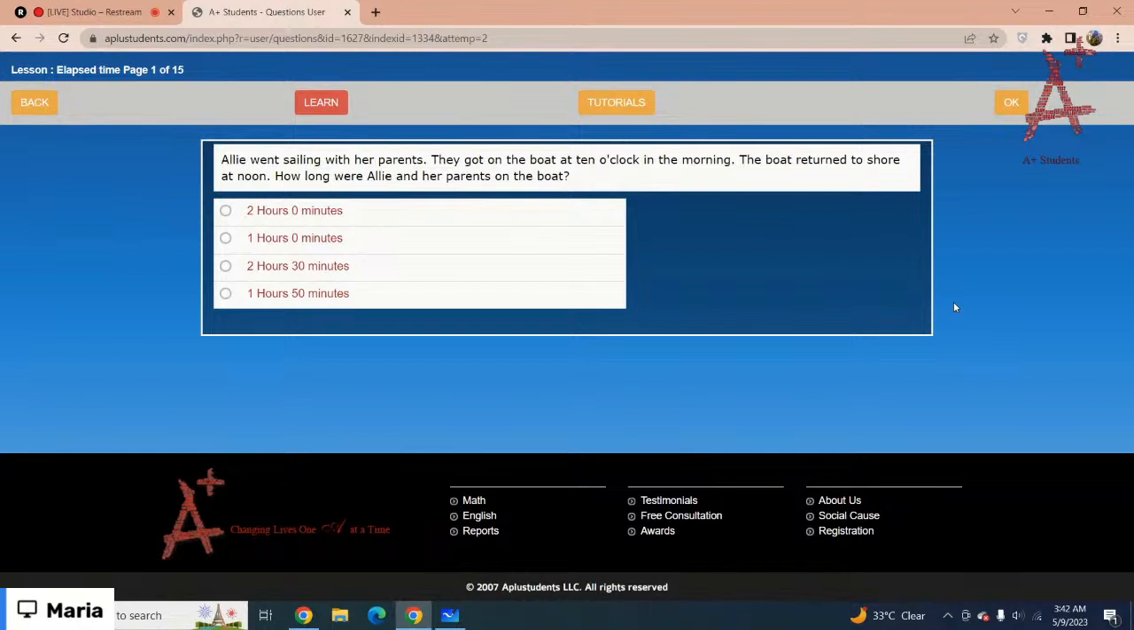So count from 10 until 12. So it would be 10, 11, and 12. That means it would be just 2 hours and 0 minutes. Got it? It would be 2 hours, 0 minutes. Sorry, I forgot to select the option.